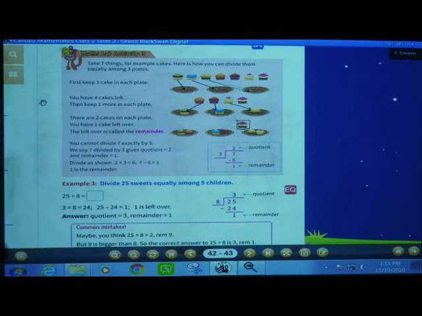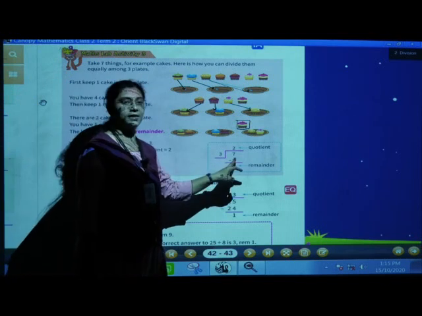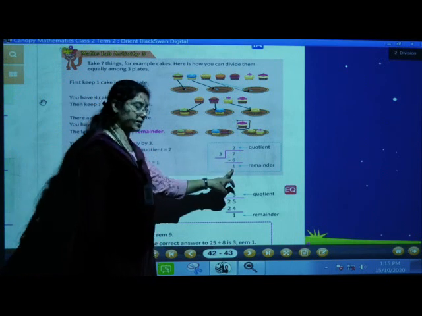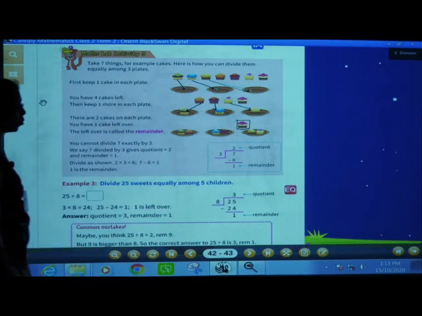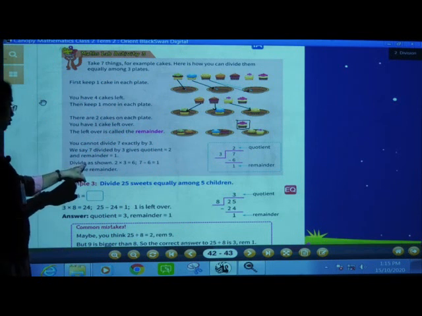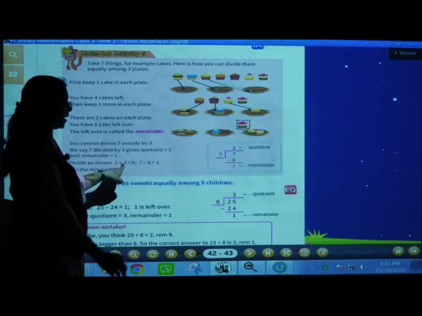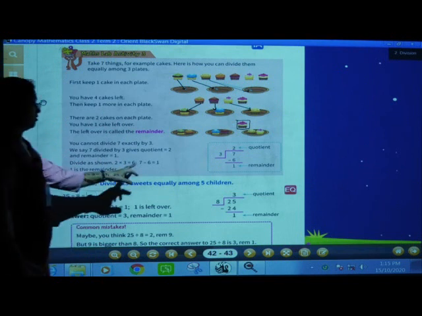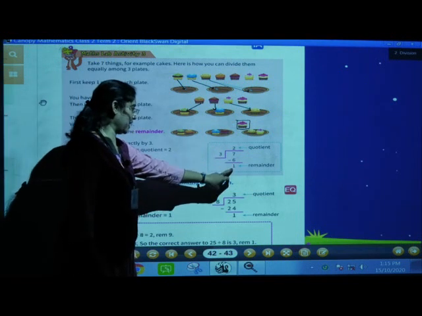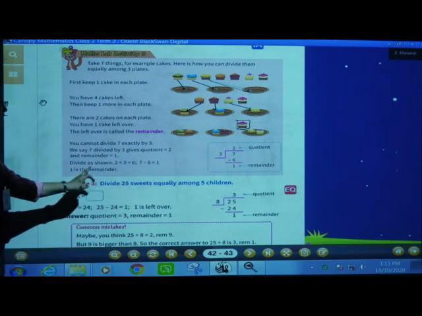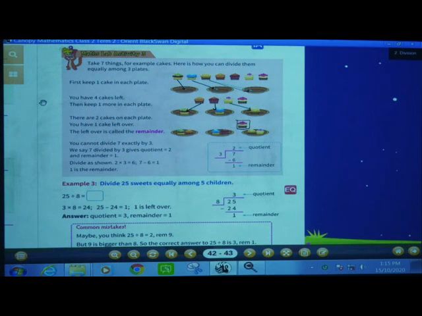3 2s are 6. We have to subtract 6 from this 7. 7 minus 6. How much? 1. 1 is the remainder. Means we can show this: 2 multiplied by 3 is equal to 6 and 7 minus 6 is equal to 1. 1 is the remainder.